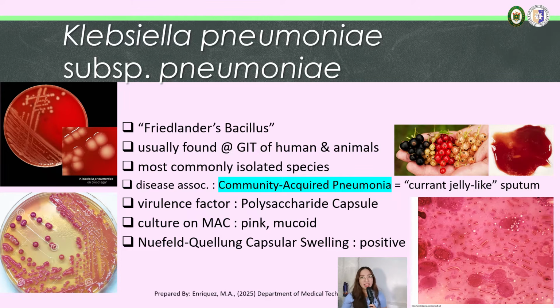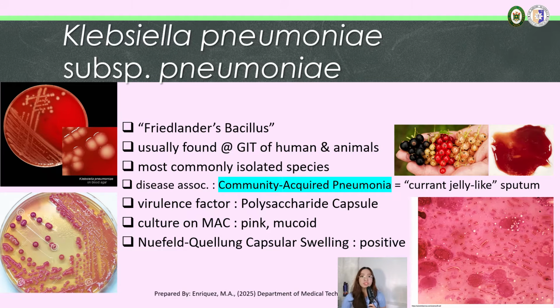subspecies pneumoniae. The common name for this one is the Friedlander's bacillus. This is the most commonly isolated species of Klebsiella. So of course, meron pa pong iba katulad ng Klebsiella pneumoniae subspecies ozaenae or Klebsiella oxytoca or Klebsiella rhinoscleromatis. But as I've said, my discussions will be focusing on the most significant isolates.